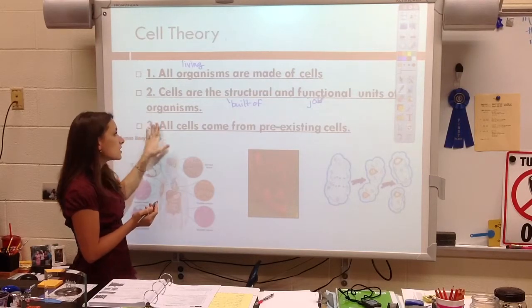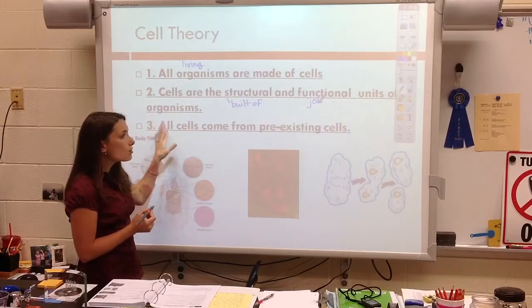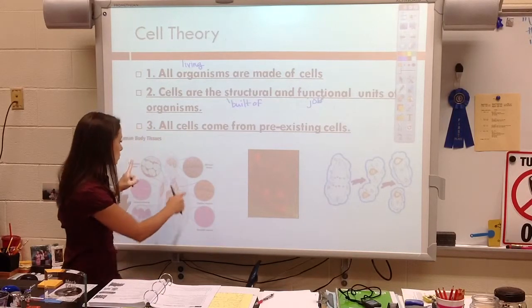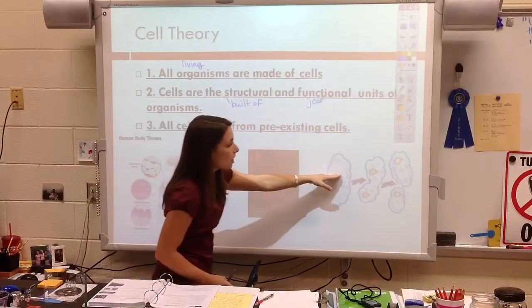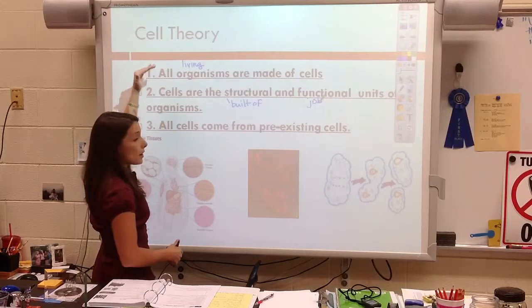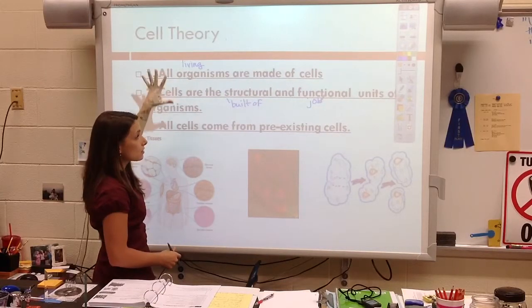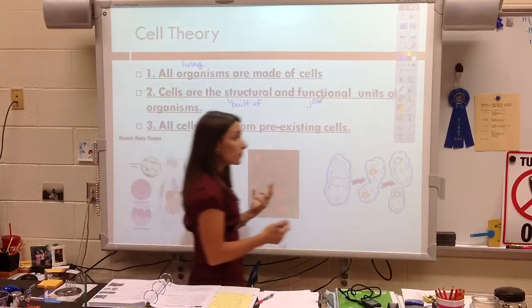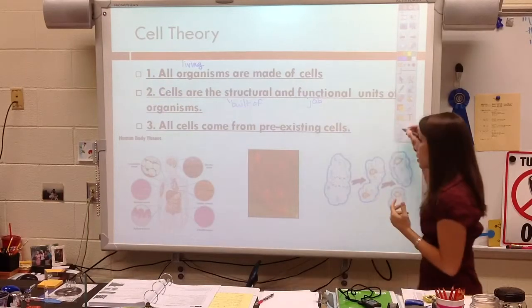And at the very end of this unit, we're going to talk about how all cells come from pre-existing cells. That we have to do what's called cell division in order to get more cells. And so we're going to talk about what types of things are made of cells, what the jobs of cells are, and where cells come from, and how do we get more.